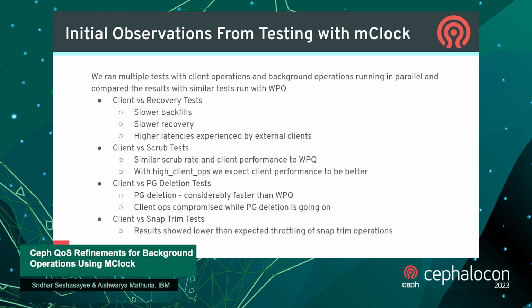These observations were from the initial tests we ran, all with the default cost options. We ran multiple tests with client operations and background operations running in parallel and compared the results of MClock versus WPQ. In client versus recovery tests, what we noticed was that backfills were slower, recovery was slower, and higher latencies were experienced by external clients.